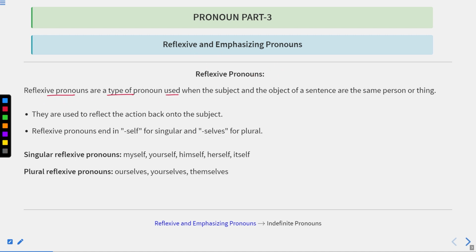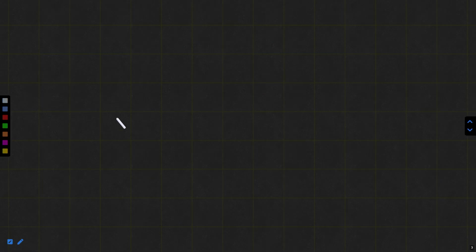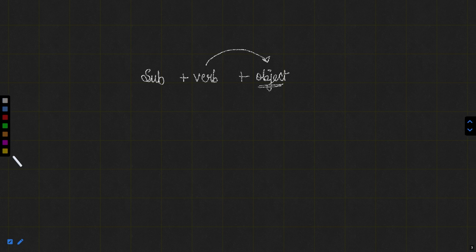Reflexive pronouns are a type of pronoun used when the subject and the object of a sentence are same person or thing. They are used to reflect the action back onto the subject. Now we know a basic point that in a sentence we do have a subject, after that we have a verb, and then we have an object. And we know very well that this object actually receives the action. Okay, so this object is actually the receiver of the action. Okay, so one who receives the action is known as the object of the sentence.